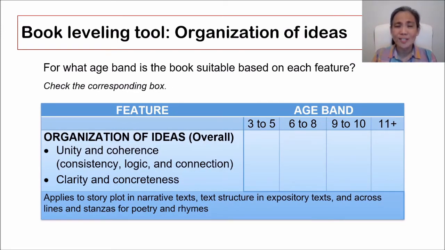As shown in this slide, another dimension in the book leveling tool is the organization of ideas. And the factors connected to it all fall under the deeper features of text complexity. In addition, this particular component of the tool recognizes the diversity in text type and structure.